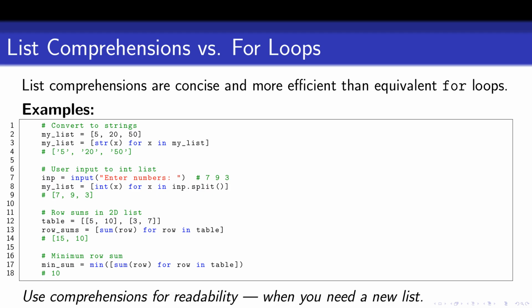For instance, you can convert all elements in a list to strings, transform user input into a list of integers, or even compute row-wise totals in a two-dimensional list, all in one line each. This makes your code more declarative, focusing on what you want rather than how to do it. You can also embed list comprehensions inside functions, or use them in conjunction with other functions like min, max, or sum. As your projects grow more complex, adopting comprehensions will help you write cleaner code that's easier to debug and maintain.